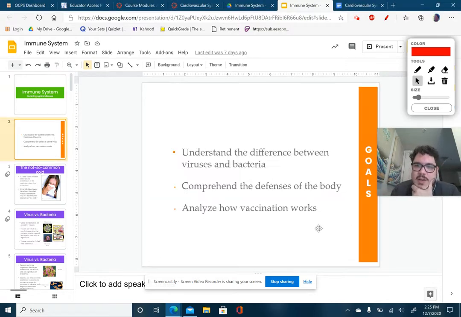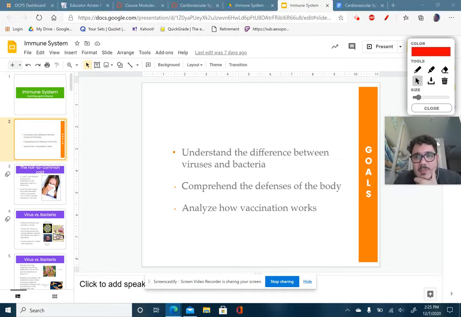So what are the goals for this unit? Understand the differences between viruses and bacteria. I cannot tell you how many people, unfortunately, don't know that there are key differences between the two. Comprehend the defenses of the body. So there are a number of different defenses that your body can use to protect itself.